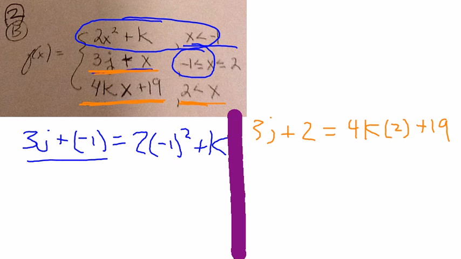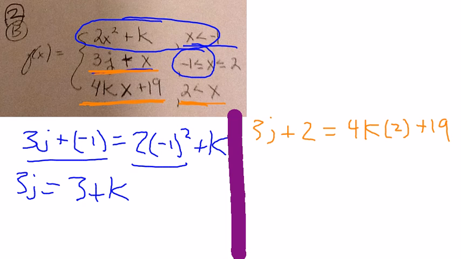Now let's simplify this a little bit, and now I'm going to jump back to my blue equation, and I can see that I have 3j on the left of each of these, so I'm going to solve both of these equations for 3j, because that's going to be my simplest move. So first off, -1 squared is 1 times 2 is 2, and then I have this -1 here, so I want to add 1 to get rid of that, to get 3j by itself. So I'll add 1 to both sides. 3j equals 2 plus 1 is 3 plus k.